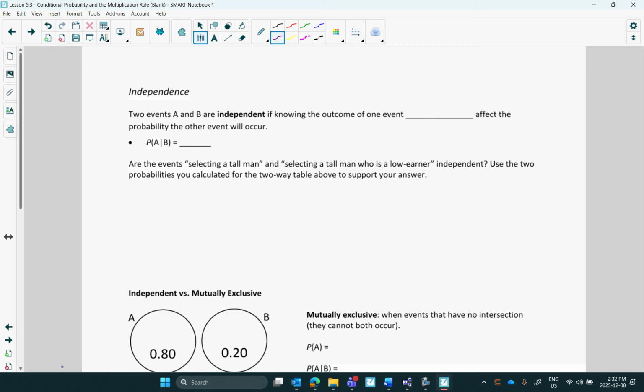Independence. When we do multiplication with probability, something called independence comes up. As in, are two events independent of each other? Two events are independent if knowing the outcome of one event does not affect the other event.